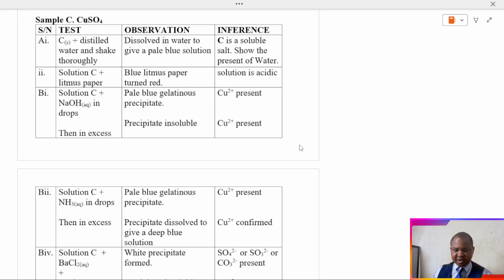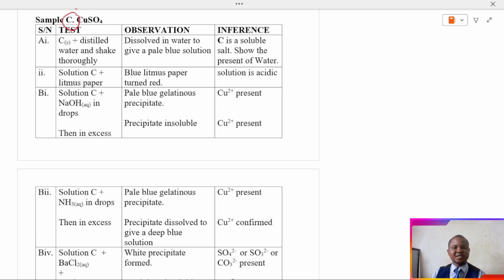For today, we'll be looking at chemistry practical for NECO 2026. According to NECO instruction, we'll be predicting some questions based on the instruction given. So we are starting with salt analysis.